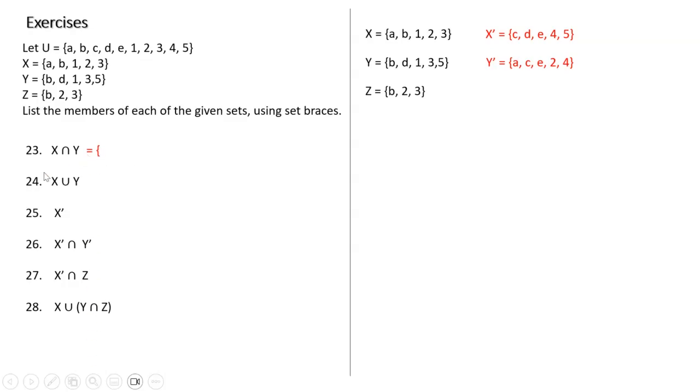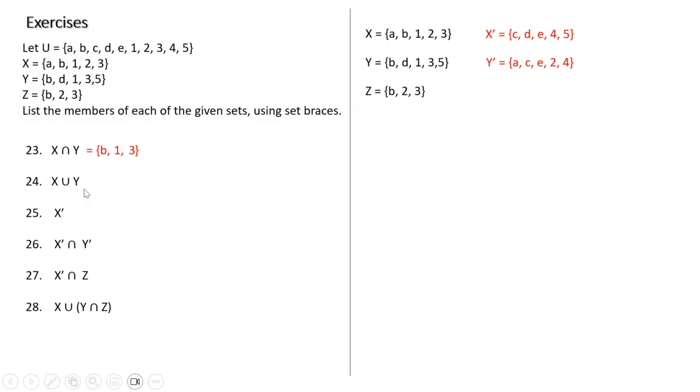Now, here we go. So for 23, X and Y, or X intersects Y, or what does X and Y have in common? So the X and the Y have in common what? An A? No. A B? Yes. A 1? Yes. A 2? No. A 3? Yes. That's my result. That's your answer.